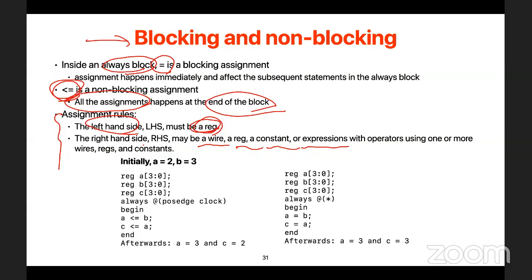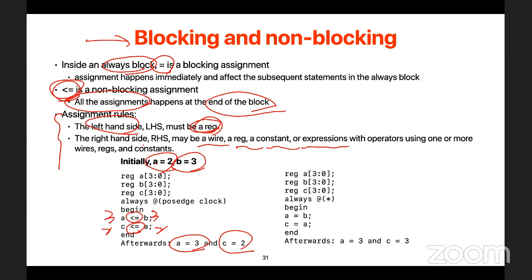We said for non-blocking assignment, everything happens at the end. So initially, I have A equal to 2, B equal to 3. But because everything happens simultaneously at the end, I would take the initial value of B here, 3, and the initial value of A here. So what I end up with is that after this assignment, A will be 3, C will be 2.